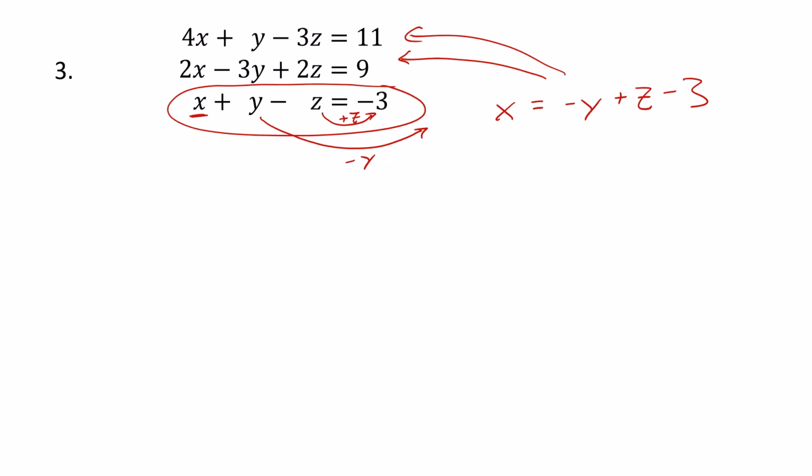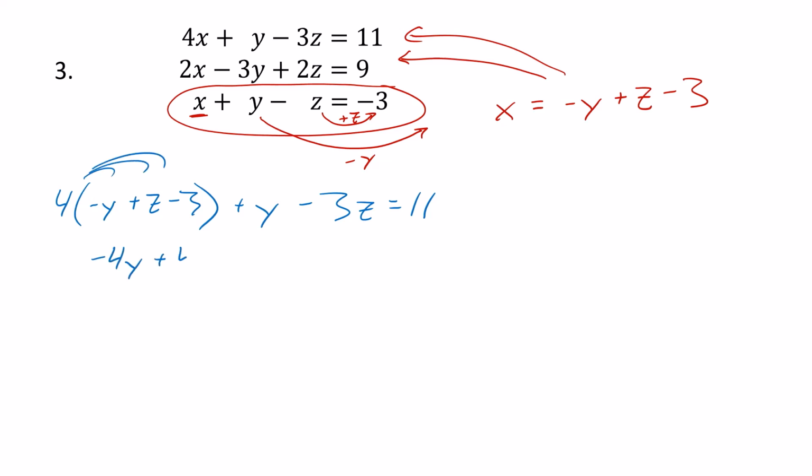I've got 4 times that x that I just found, negative y plus z minus 3, plus the y minus the 3z equaling 11. I'll go ahead and simplify a little bit of that by distributing the 4 through. I've got negative 4y plus 4z, take away 12, plus y minus 3z equaling 11. And then combine some like terms and probably also move the 12 over. And I get, let's see, negative 4y and positive y, that would be negative 3y.